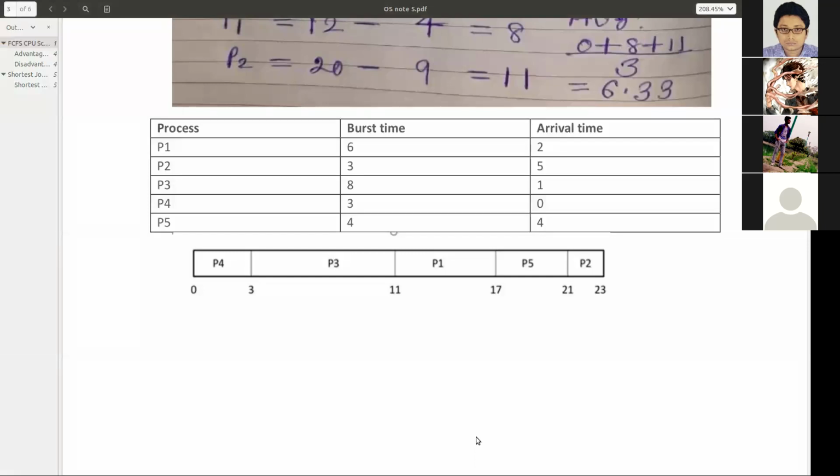And then finally process P2, because process P2's arrival time is 5. So 21 plus it is 3.